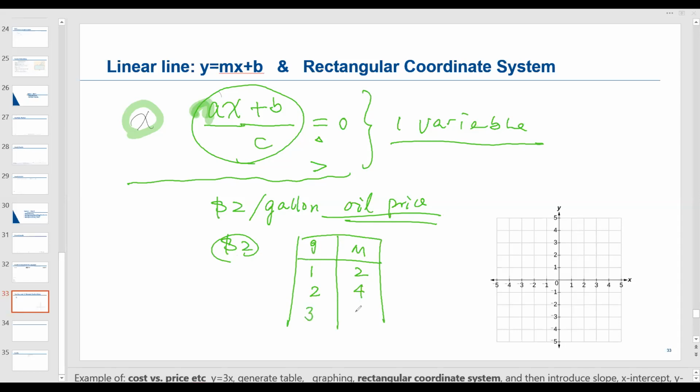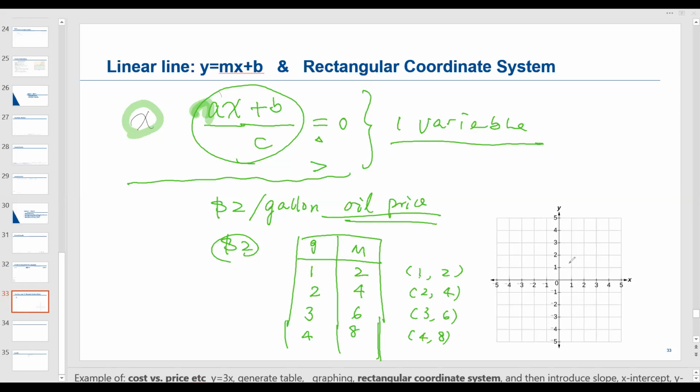Pay 3 gallons, you have to pay $6. You pay for 4 gallons, you pay $8. You see these kinds of serial numbers. So you can make these serial numbers into a table like this. 1 gallon, you pay $2, right? 2 gallons, you pay $4. You fill 3 gallons, you pay $6. 4 gallons, $8. Let me make this bigger.